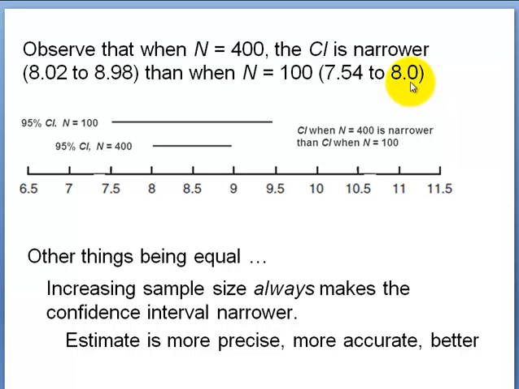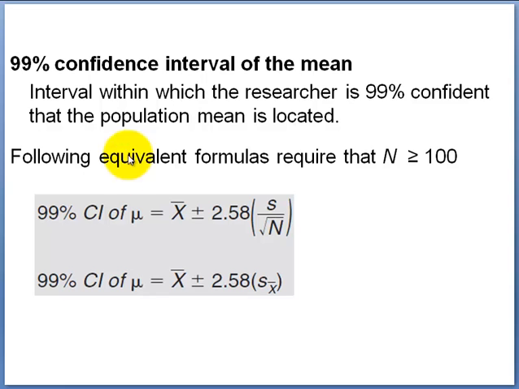So this is incorrect. It should say 7.54 to 9.46. So, other things being equal, increasing sample size always makes the confidence interval narrower. In other words, it will give you a more precise, more accurate, indeed, a better estimate.